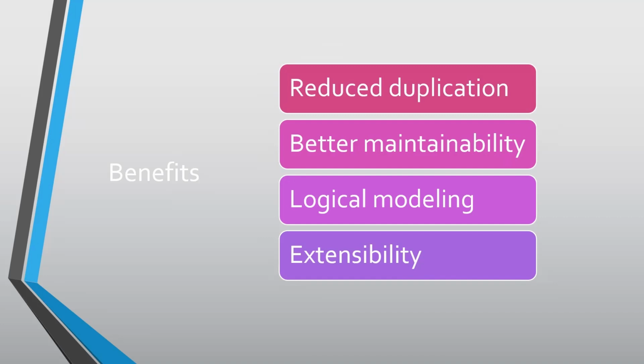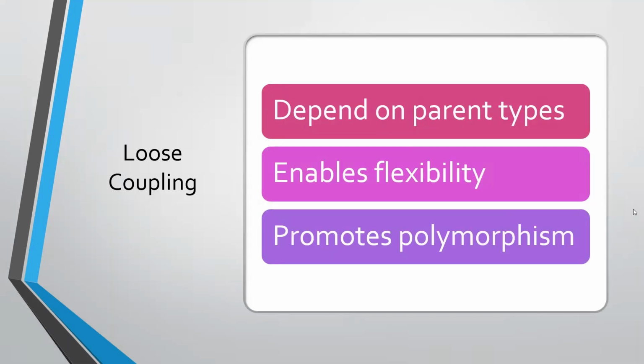Better maintainability, logical modeling. Yes, inheritance does help. Extensibility. Yes, we just talked about that. Loose coupling. So you can depend on parent types. Essentially, you can use a child class and substitute it for its parent class because you know that a child class can do at least everything the parent class can do, and then some. It enables flexibility and promotes that polymorphism I was talking about, where you can inherit methods and override these methods.